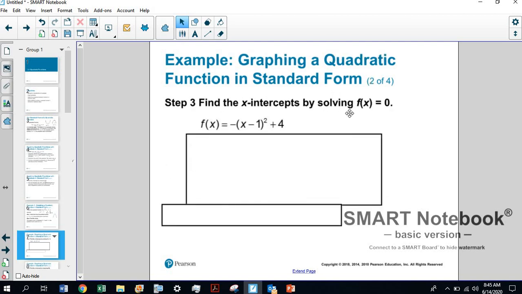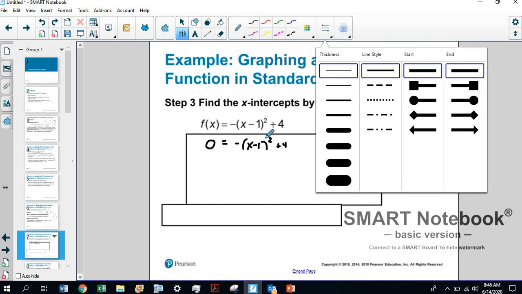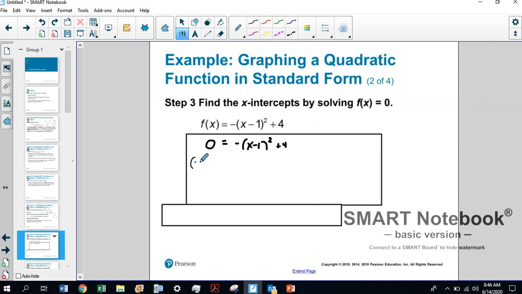Now we're going to find the x-intercepts. We've got to solve f of x equals 0. So we're going to plug in 0 for f of x here: 0 equals minus (x minus 1) squared plus 4. All right, we're going to solve this by extracting roots, so I'm going to add (x minus 1) squared to both sides, and then I'm going to square root both sides. When I do that, remember I get plus or minus.